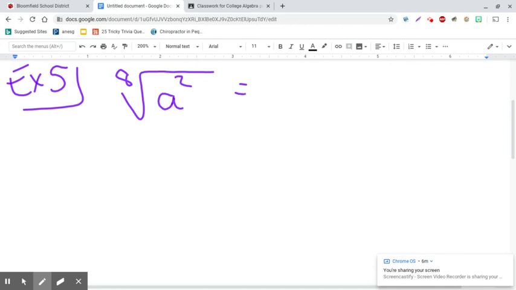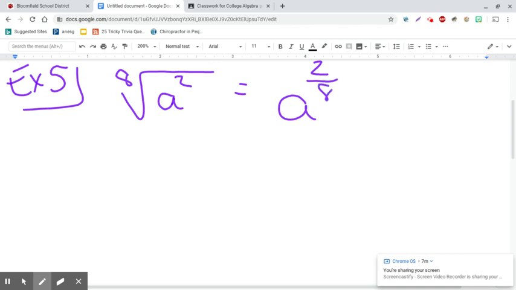All right. Well, what's our base? Our base is an a. So we're going to have an a here. And then what happens? It is being raised to what power? The second power. And what is our index? Our index is 8.